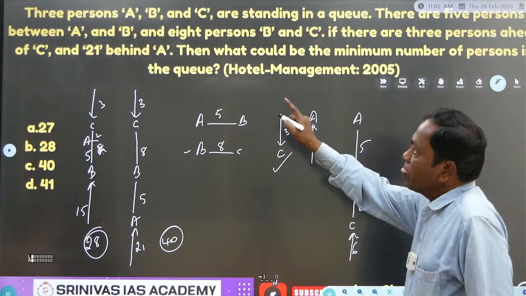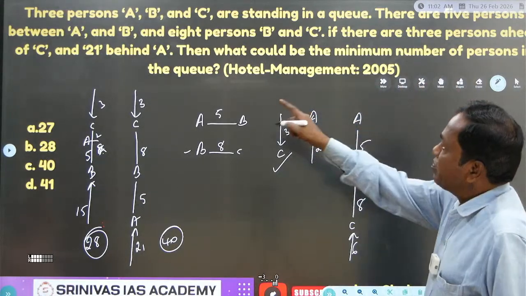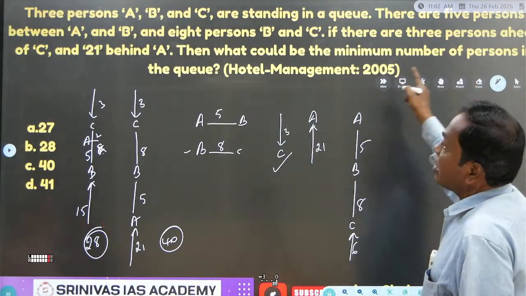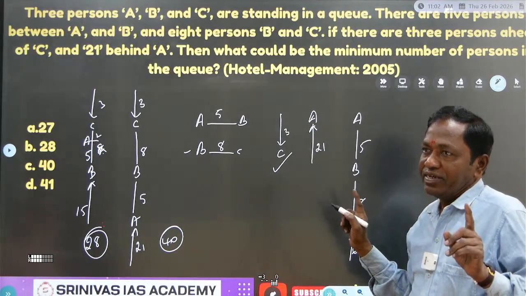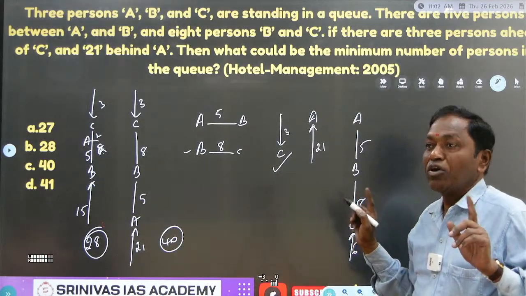Read the question. 3 persons A, B and C are standing in a queue. There are 5 persons between A and B and 8 persons between B and C. If there are 3 persons ahead of C. If means only 3 should be there. Yes, there must be 3 only above C, not more than that.